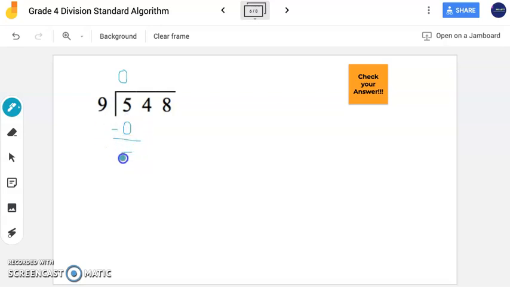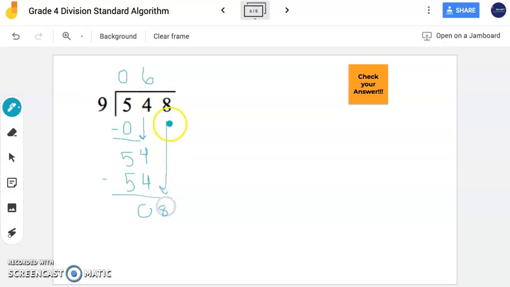I'm going to subtract, and I get 5. Now I'm going to bring down my 4. And notice I don't just have 4, I have 54. So 9 times 6 happens to be exactly 54, which is great. I'm going to subtract. I'm left with 0. Now I have 8.